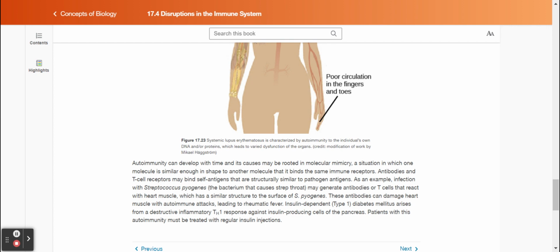Insulin-dependent, or type 1, diabetes mellitus arises from a destructive inflammatory Th1 response against insulin-producing cells of the pancreas. Patients with this autoimmunity must be treated with regular insulin injections.